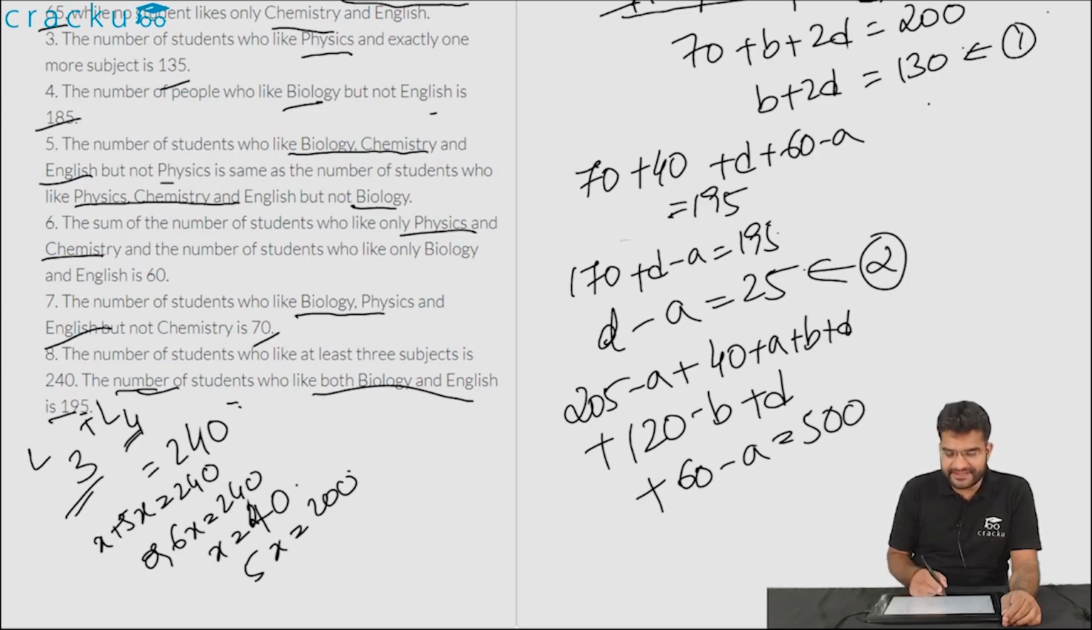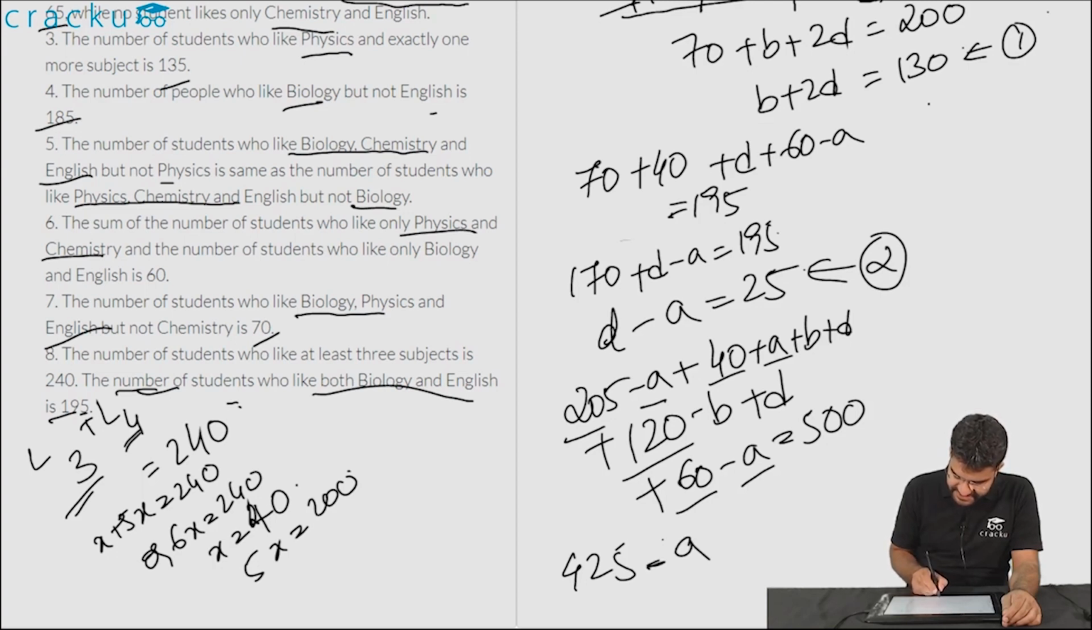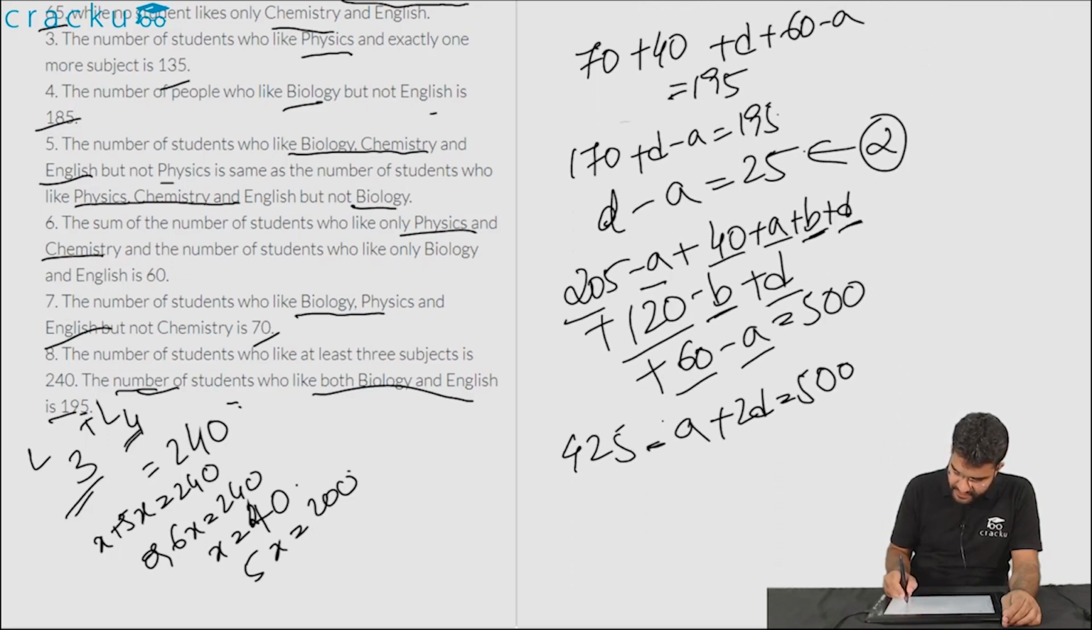To simplify the LHS, let us first calculate the sum of all the constant terms. So 205 plus 40 is 245, plus 120 is 365, plus 60 is 425. If you look at the A terms, this is minus A plus A, which will cancel each other, and there is one more minus A. If you look at the B terms, this is B and minus B, which will cancel each other, and if you look at the D terms, this is D plus D, so plus 2D is equal to 500, or 2D minus A is equal to 75.